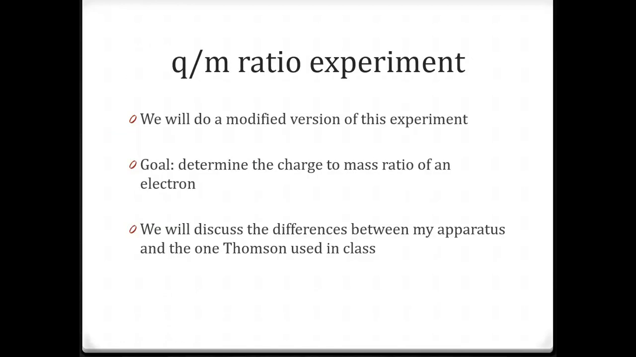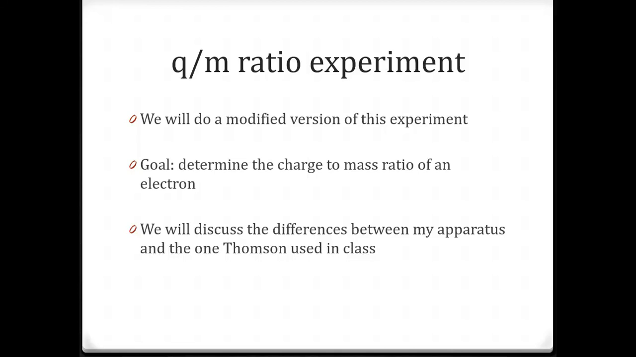So we'll actually do in class the charge to mass ratio experiment for an electron. I do a slightly modified version because my apparatus is different, and we'll discuss how my apparatus is different from the one Thomson used when we get to class. I actually believe the apparatus that we use is probably more precise and gives us better results than what Thomson had available to him at the time.